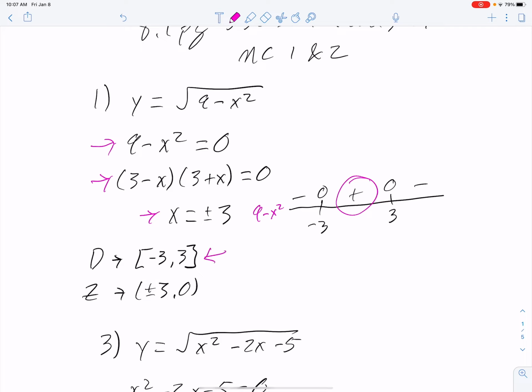So for my domain, I'm from -3 to 3 with brackets because it's okay to have 0 inside a square root. And then I can write my zeros as plus or minus 3, comma 0.